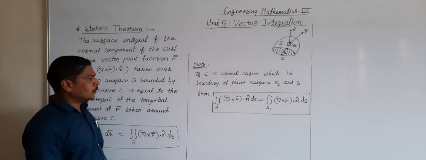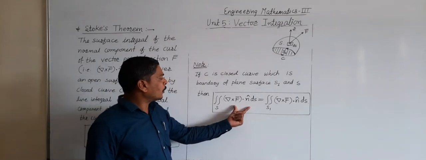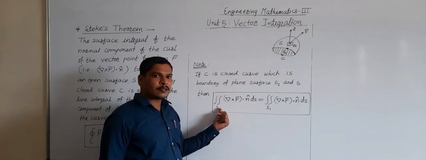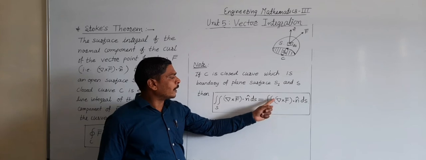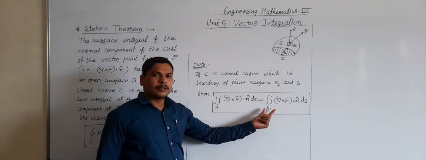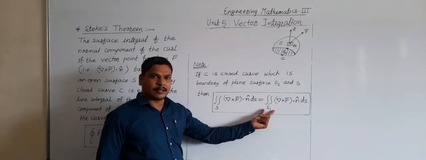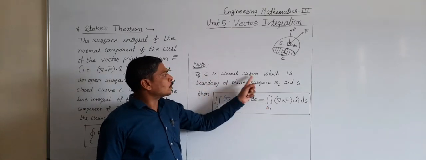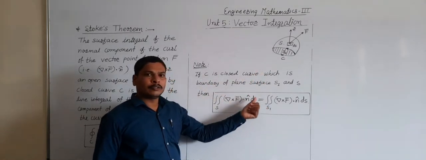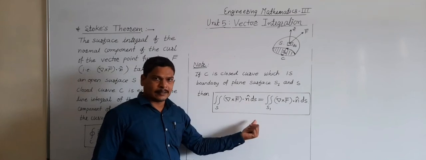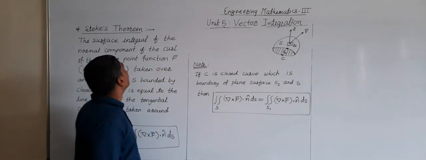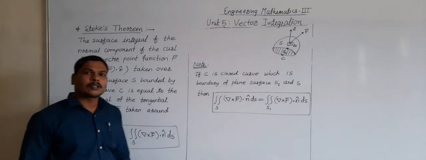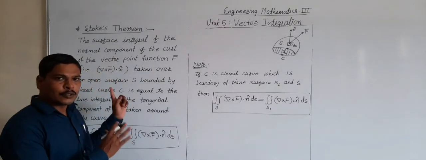And one more formula is here. If we require the surface integral over surfaces, then in that case you can find the surface integral over surface S1. Okay, both are the same if C is a closed curve which is the boundary of these two surfaces. Okay, so this is our Stokes theorem, and afterward we try to solve some examples using Stokes theorem.